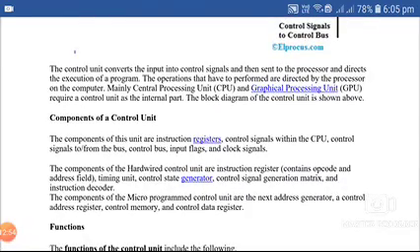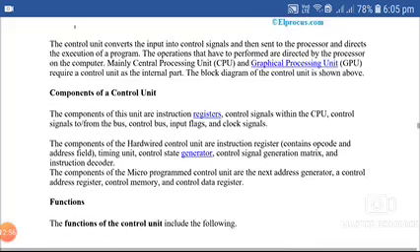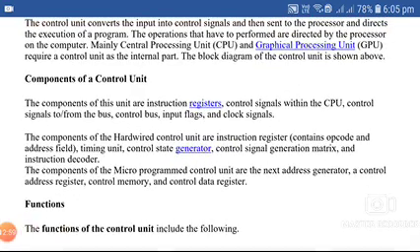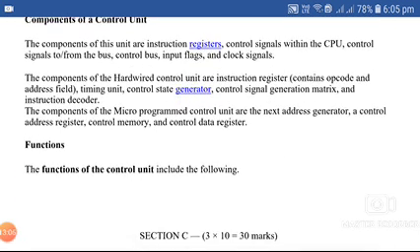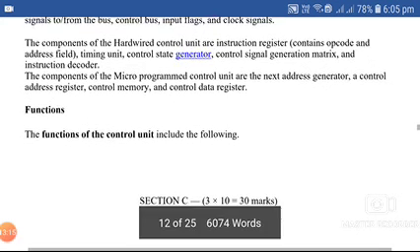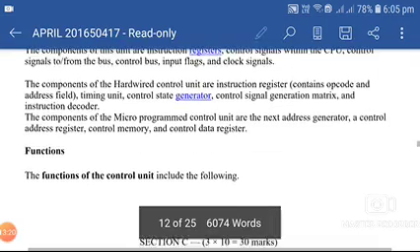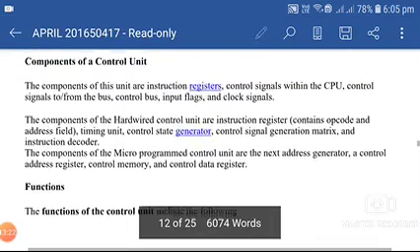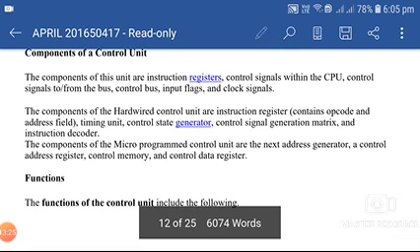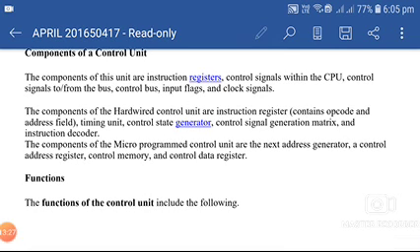Next is components of a control unit. The components of control unit are instruction register, control signals within the CPU, control signals from the bus, control bus, input flags and control signals. The components of the hardwired control unit are instruction register, timing unit, control state register, etc. Functions. The functions of the control unit include the components of the control unit, control signals from the bus, control bus, input flags and control signals.